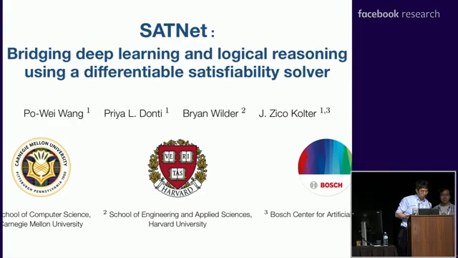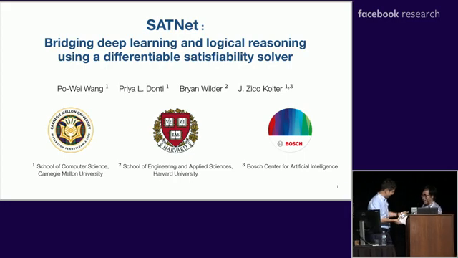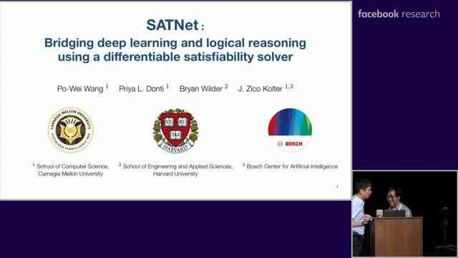Can I do some introduction? Sure. Okay, so the next talk is SATNet: Bridging Deep Learning and Logical Reasoning Using a Differentiable Satisfiability Solver. The authors are Po-Wei Wang, Priya Donti, Brian Wilder, and Zico Kolter. And I'd like to mention that this paper got the Best Paper Honorable Mention Award. Here's your award. Yes, congratulations.